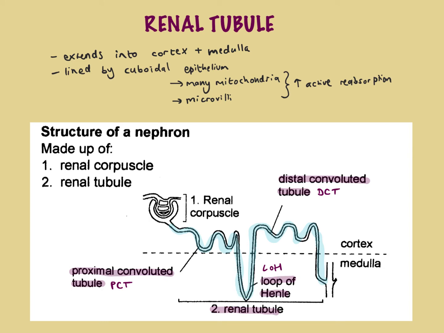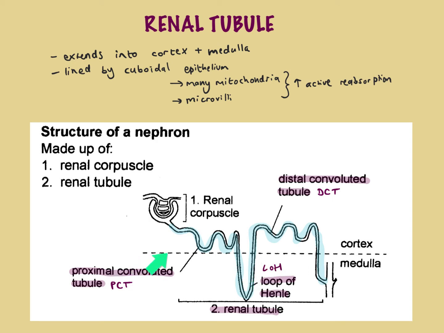Now the renal tubule has three parts. It's got the proximal convoluted tubule, the loop of Henle, and the distal convoluted tubule. So I often shorten proximal convoluted tubule to PCT, distal convoluted tubule to DCT, and loop of Henle, LOH.